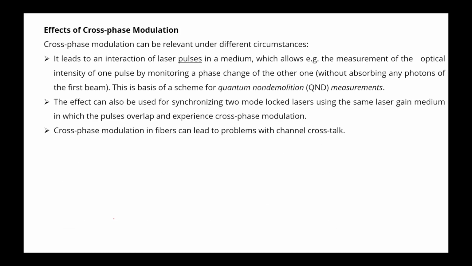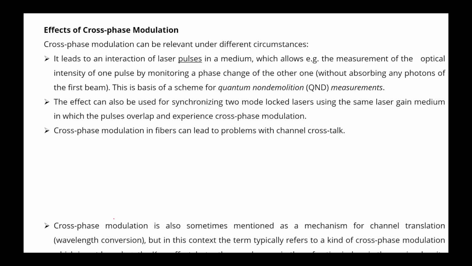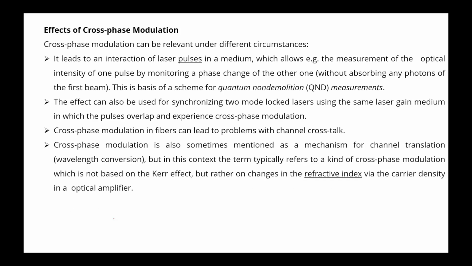Cross phase modulation in fiber can lead to problems with channel crosstalk in the signal. It is also sometimes mentioned as a mechanism for channel translation, but in this context it typically refers not to the Kerr effect but to the change of the refractive index by the carrier density in the optical fiber. So it is mainly based on the refractive index, but some people have reported that it is based on the Kerr effect of the medium. It is a non-linear medium, with equations based on Maxwell's equations.